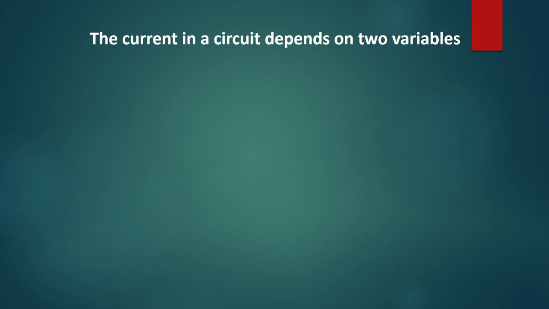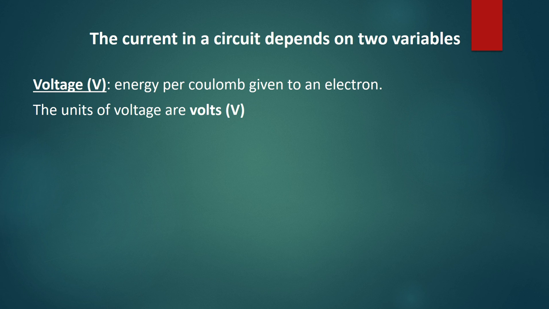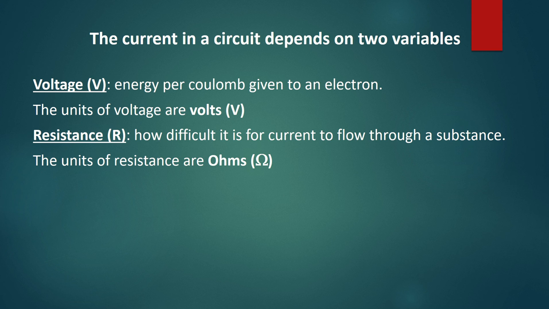Now the current in the circuit depends on two variables. The first one is voltage. Voltage is the energy per coulomb given to an electron, and the units are volts. We use V for that, lowercase or uppercase, sometimes it doesn't matter, as there are no other variables that we can confuse it with. Again, voltage is the energy per coulomb, so joules per coulomb. And resistance, R, is how difficult it is for the current to flow through a substance or a conductor. The units for resistance are ohms, in honor of the scientist Ohm, and we use the Greek letter omega.